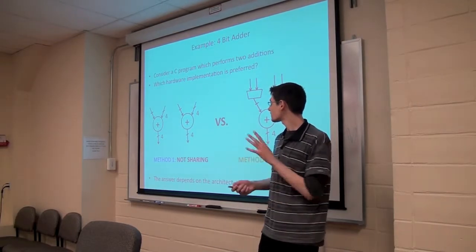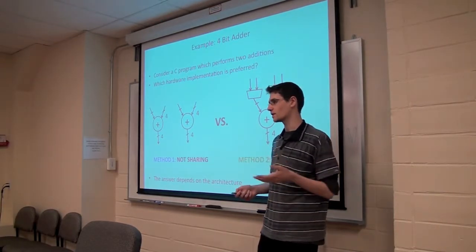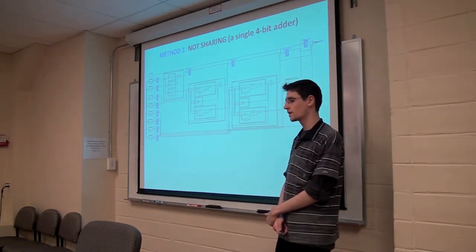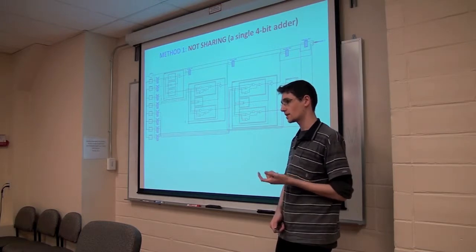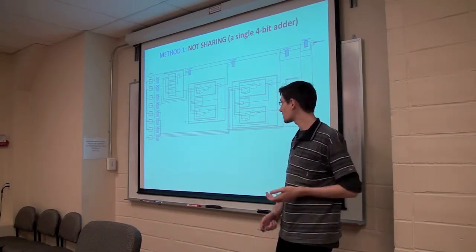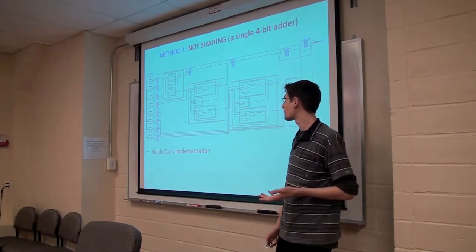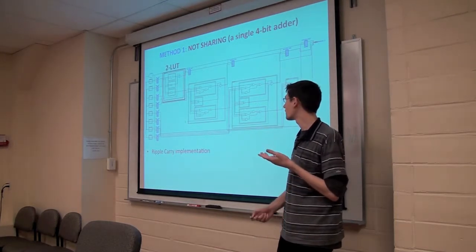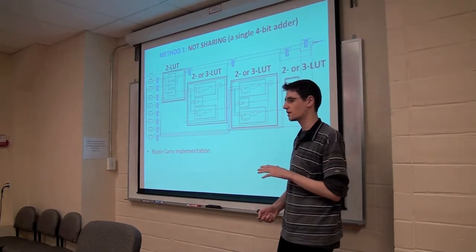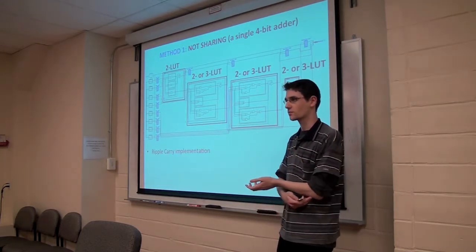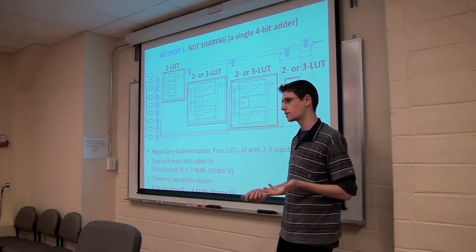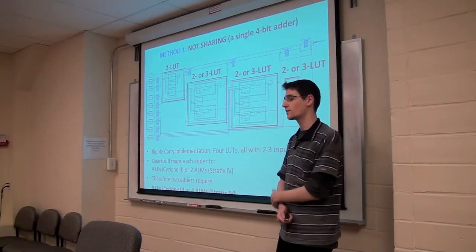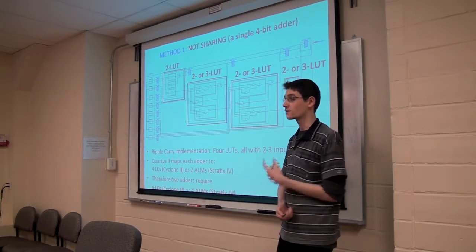So let's see how these two hardware cases are mapped to LUTs. This is an image from Altera's technology map viewer. This is a single 4-bit adder mapped to LUTs in Cyclone 2. What we notice is that there's a ripple carry implementation. These are each just full adders. We have a 2-LUT at the beginning, followed by 2- or 3-LUTs depending on if the logic element is in arithmetic mode. But overall, we have 4 LUTs, which Quartus maps to 4 logic elements in Cyclone 2, or 2 adaptive logic modules in Stratix IV. That's for a single 4-bit adder.